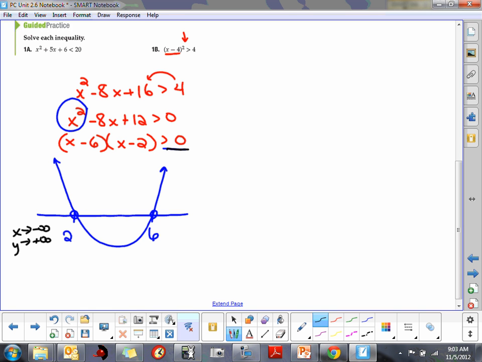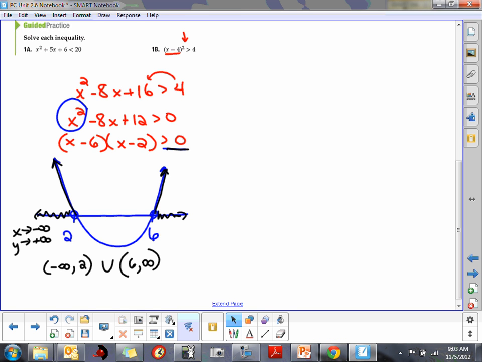Again, we can get that probably just directly from our graph without using the end behavior. We just know that the part of the graph that is above 0 is to the outside of a positive 2, so less than 2, and greater than 6, to the outside of 6. So we're going to write our solutions in interval notation. We're going to go from negative infinity to a positive 2. We're going to union that with parentheses, because we don't want to include the 6, to infinity.